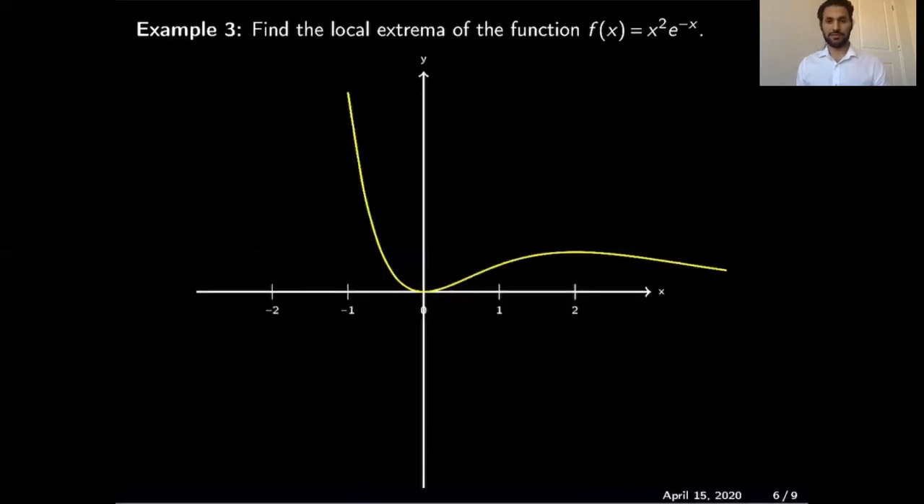Here is the graph of this function. You can see this is the local min and that is the local max of the function.